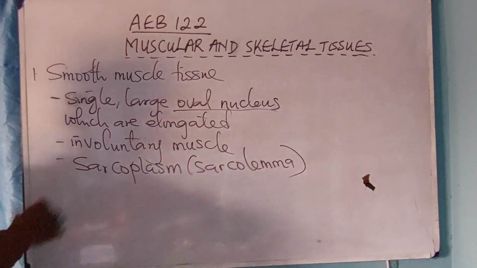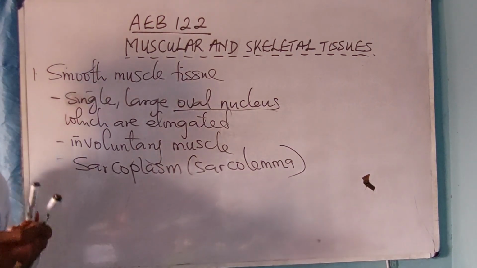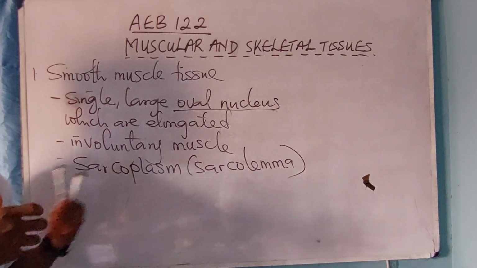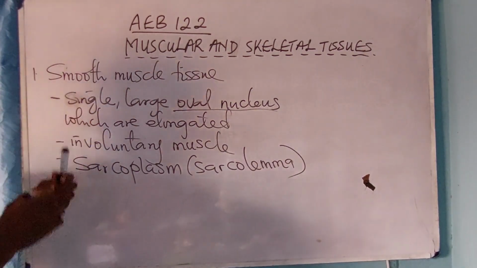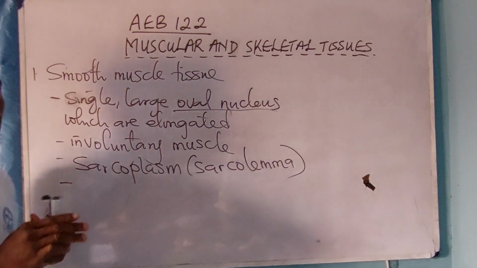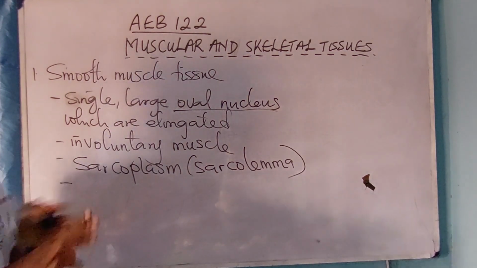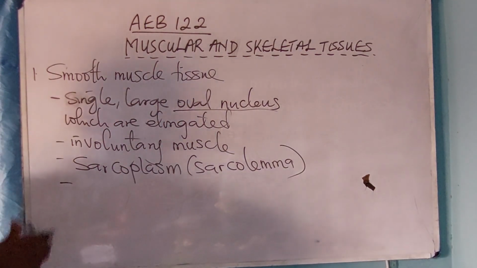Now, smooth muscle, I said, is involuntary, that is, it is not under the function or the stimulation of the brain. Please take note of this. These smooth muscles are not striated. That is, they do not have stripes. They are smooth, just as the name implies. Okay. Now, where are they found?